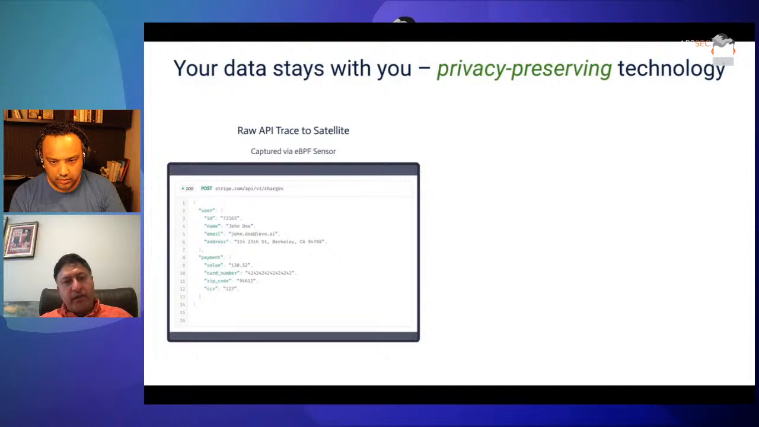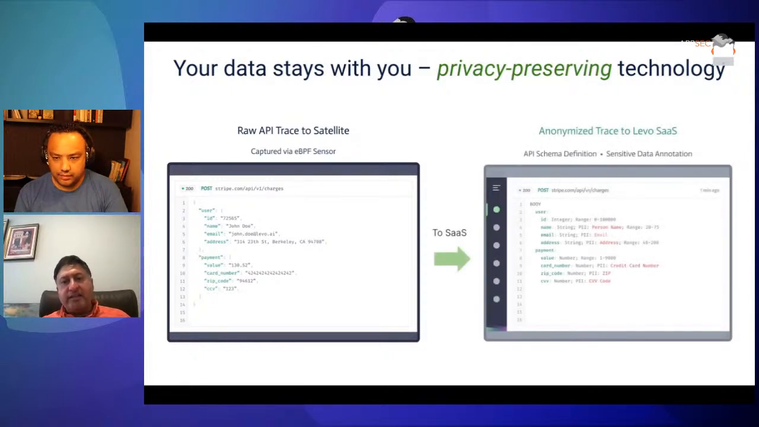On the left hand side is an API trace that was captured by the sensor and sent to the satellite. If you can see, it's a little small, but there's a bunch of data, including PII and PSI data like card numbers and zip codes and things like that. And what the satellite does is it just does data inferences.